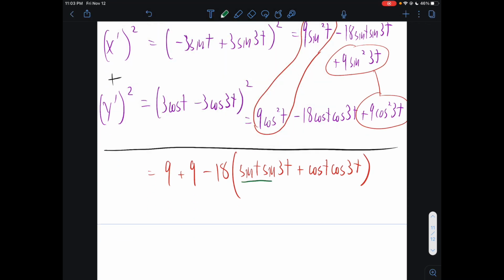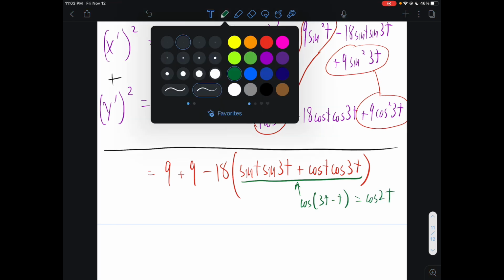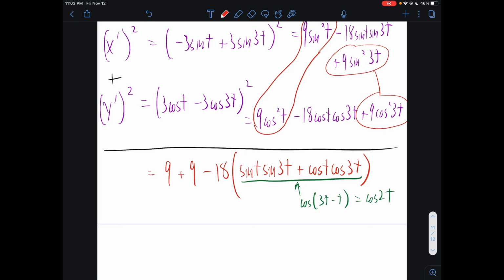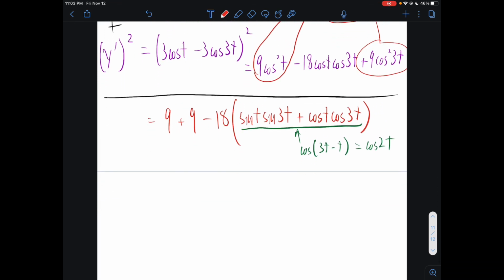This part that's in parentheses here, this is another trigonometric identity. That's actually related to the difference formula for cosine. And this would be cosine of 3t minus t, which is just cosine of 2t. So what we end up with, this whole sum that's going to be underneath the square root, reminding you of what we did in Chapter 8 of simplifying that whole thing before you even try taking the square root. We get 18 minus 18 cosine 2t. And we can actually simplify this a little bit further.